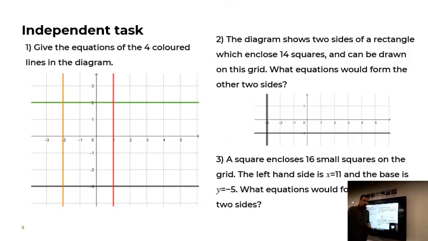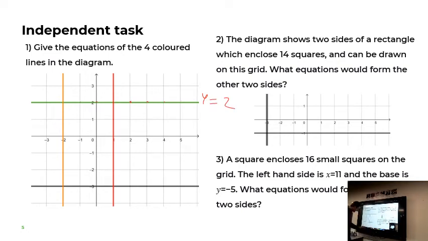Okay, so pause the video and have a go yourself. Okay, so let's have a look at this. We're trying to find the equations of the lines. So let's look at the green line here. So here the x value could be anything, but you should be able to see that the y value is 2.